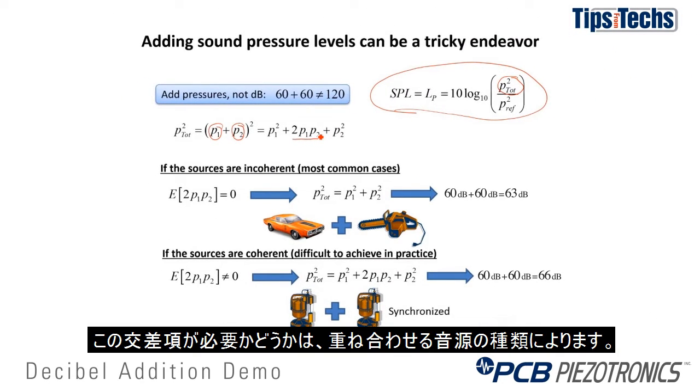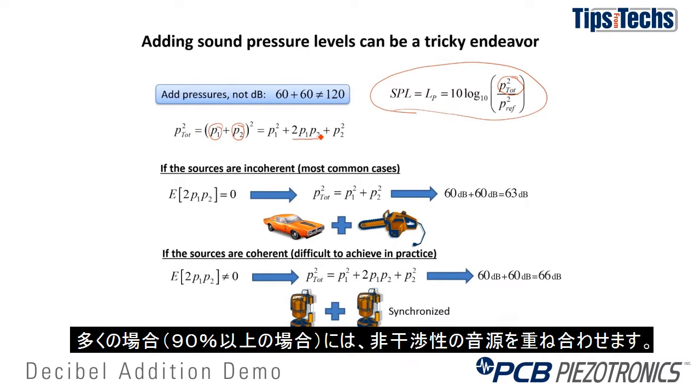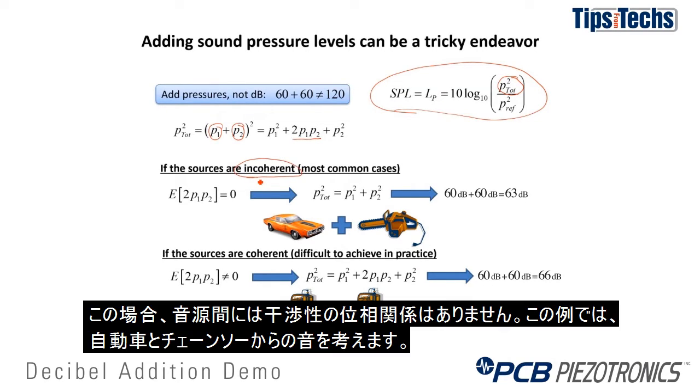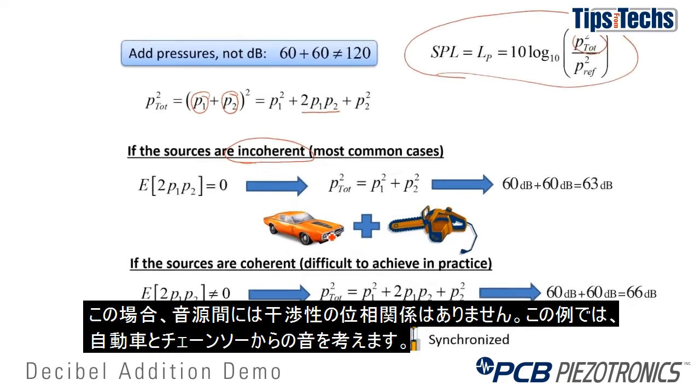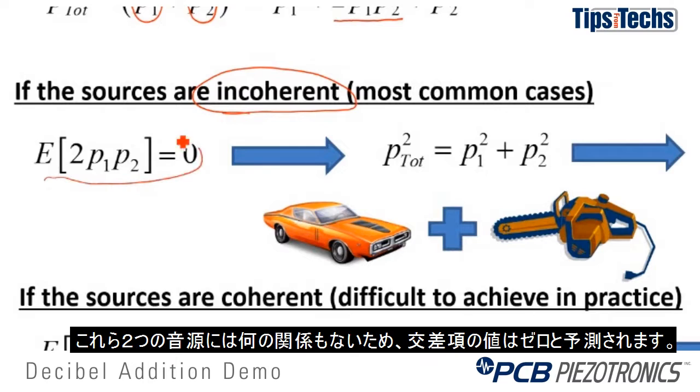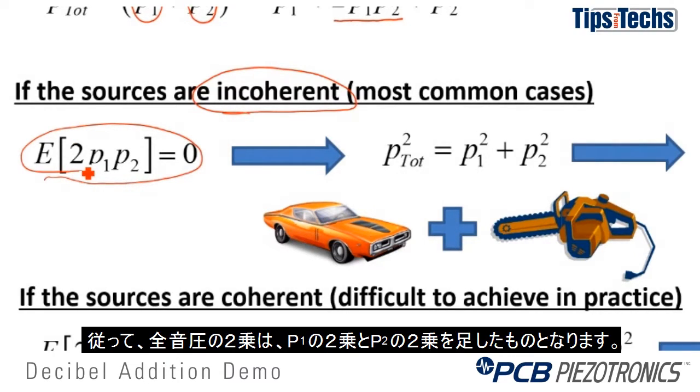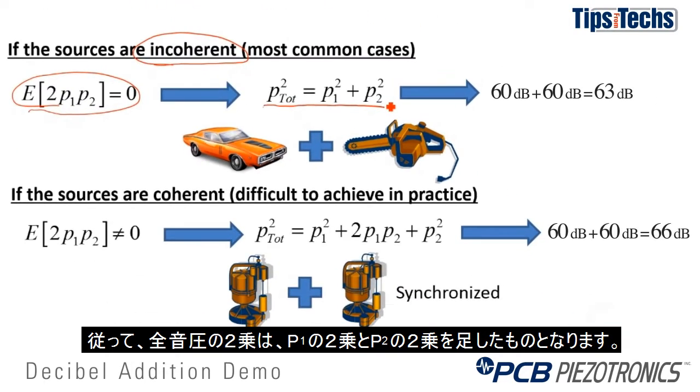Whether that cross term is present depends on the type of sources that we're adding together. Now, most commonly, probably over 90% of the time, we'll use incoherent source addition. That means that the sources have no consistent phase relationship with each other. So in this example, we've got sound from an automobile and sound from a chainsaw. The expected value of that cross term is going to be 0 because there's no relationship between those two sources. So the total pressure squared is just P1 squared plus P2 squared.